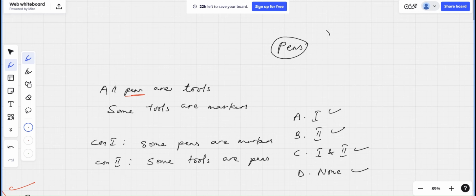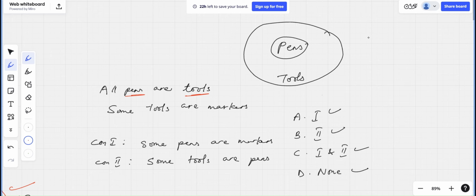So what do you do? Like this. Okay, you get it. All pens are tools. Now I'm giving you another 5-10 seconds to process the second statement. All pens are tools. This Venn diagram shows that every pen is a tool. Some tools are markers. How do you do this?